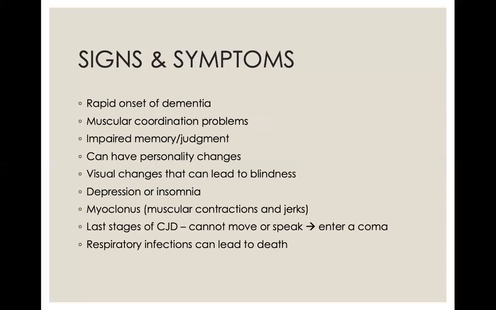The patient can present with rapid onset of dementia, muscular coordination problems, impaired memory and judgment. The patient can also have personality changes, visual changes that can lead to blindness, depression or insomnia, myoclonus, which is muscular contractions and jerks. And in the very last stages of CJD, the patient cannot move or speak, and they eventually enter into a coma. And it's respiratory infections that are the most common cause of death.